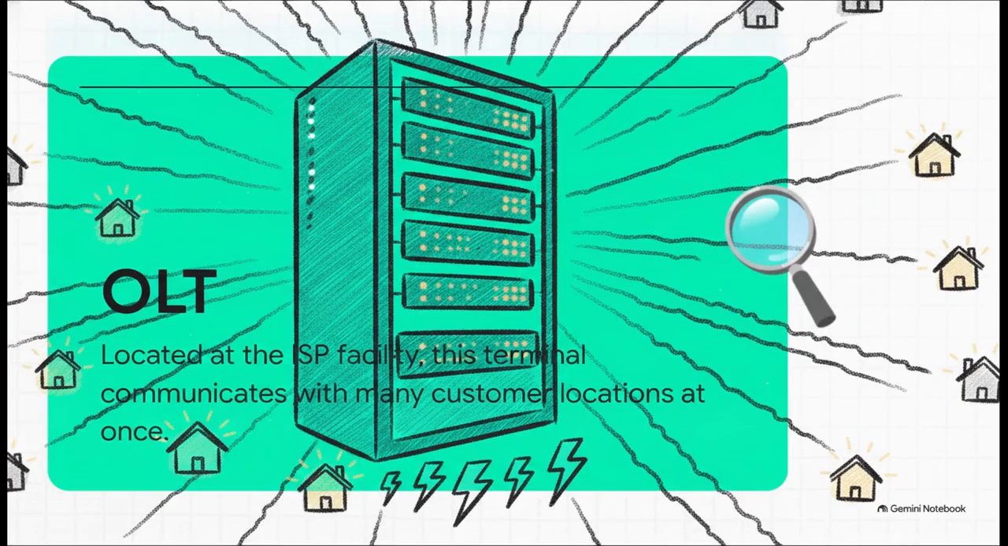At the absolute starting line of that whole journey sits the OLT, the optical line terminal. This is a heavy-duty piece of equipment housed miles away at the ISP's central office. You can think of it as the powerhouse of the network. It's blasting out optical signals and managing communications with hundreds of different homes simultaneously.